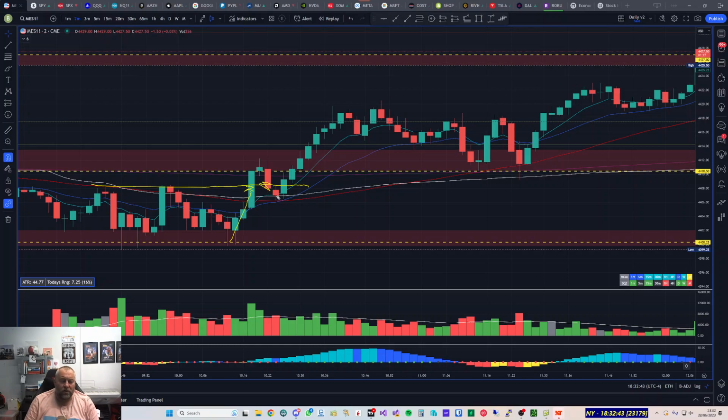What I didn't realise is that the perfect entry would have been the break of this candle here, with the stop loss just below that candle. Stop loss at 4406, entry at 4408, 4409, and as you can see it ran up for the rest of the day.